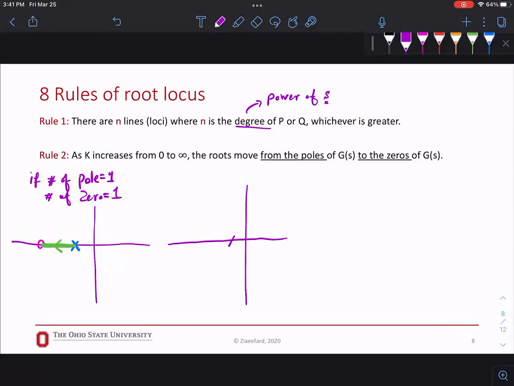Let's say there was a pole here, there was a 0 here, there was a pole here, and then whoop, there's no 0 over there. So what do we do? This pole has a 0, right? First of all, how many locus do we have? 2, right? The first one goes here, the second one, you have a pole, the locus has to start from the pole, right? You don't have a 0, what will happen?